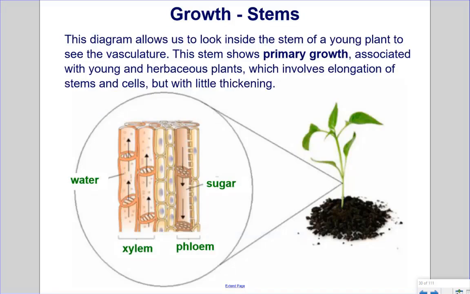Growth. Stems. This diagram allows us to look inside the stem of a young plant to see the vasculature. The stem shows primary growth, associated with young and herbaceous plants, which includes elongation of stems and cells, but with little thickening.